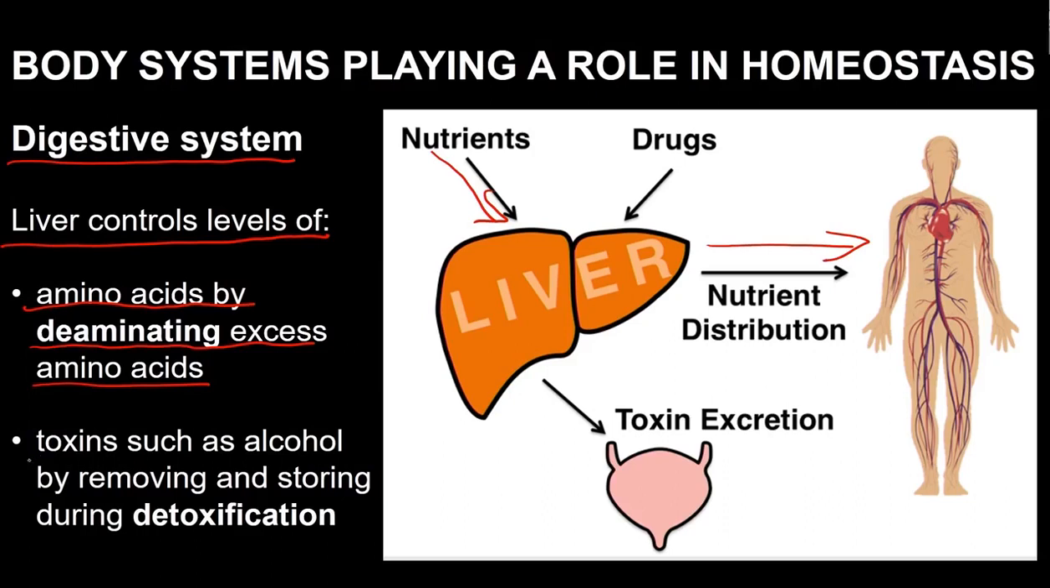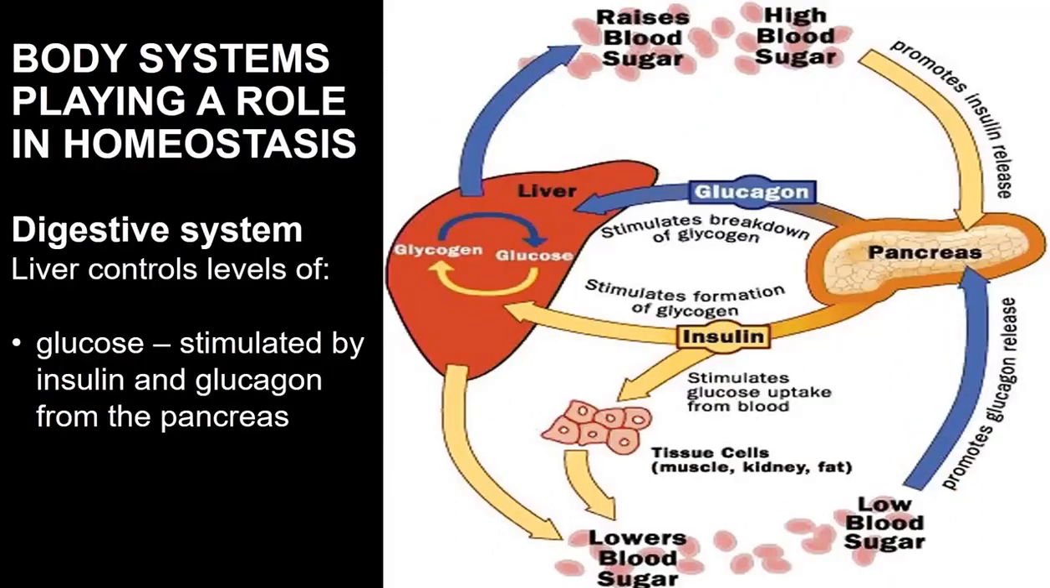Then the other function of the liver is it removes toxins, and you probably heard the word last year, detoxification. Drugs, alcohol that you take in will go to the liver, and the liver then makes the toxins harmless and either stores them or sends them to the kidney to be excreted. Then the most important one is the liver controls the level of glucose.